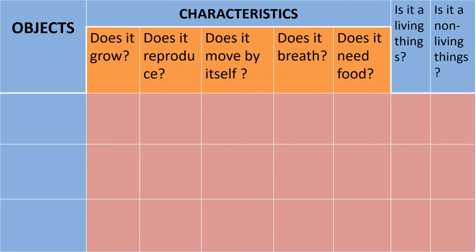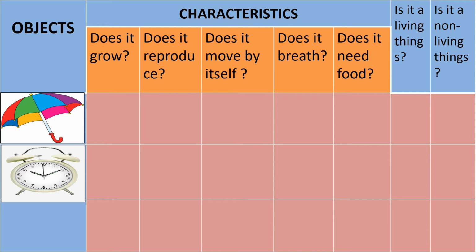Next objects flashed on screen are a picture of umbrella, alarm clock, and a butterfly. Identify the characteristics of these objects. Does it grow? Does it reproduce? Does it move by itself? Does it breathe? Does it need food? And lastly, is it a living or non-living thing? Pause the video while you are thinking of your answer.